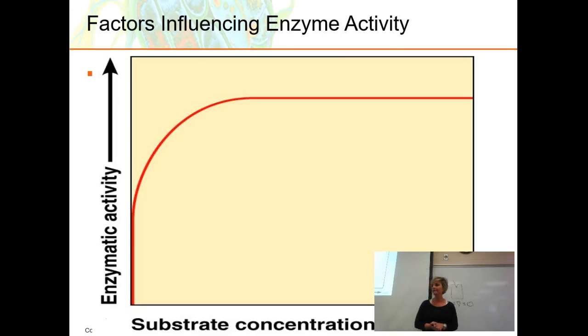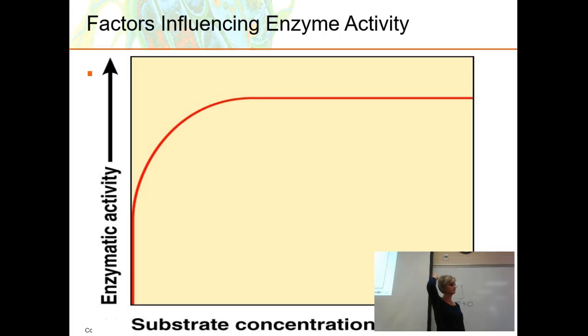Take a look at enzyme activity. As we increase substrate concentration, which means I'm adding more and more and more substrate. So I'm going to take number 2, I'm just going to start dumping it, a lot of it. Enzyme activity rockets up. Do you see that? Then it plateaus off. Why?